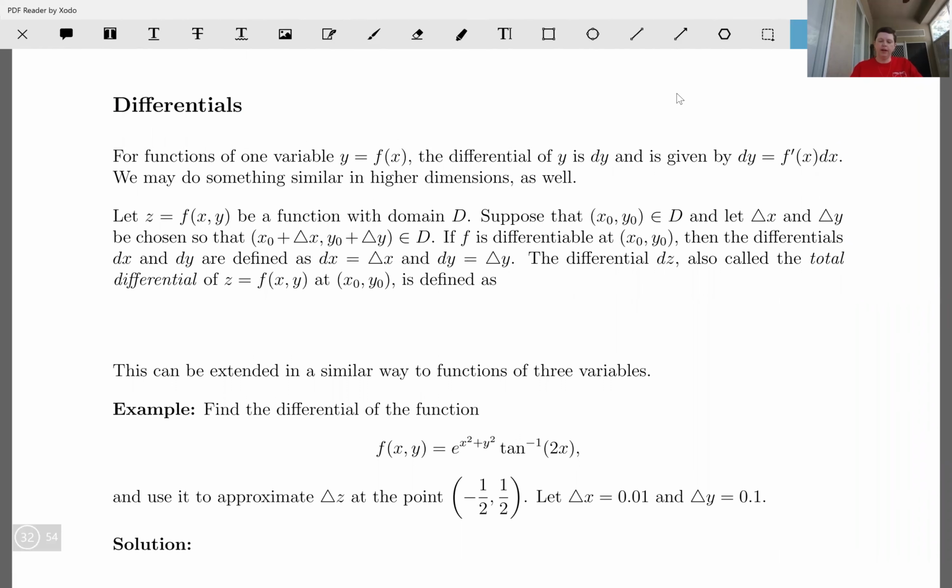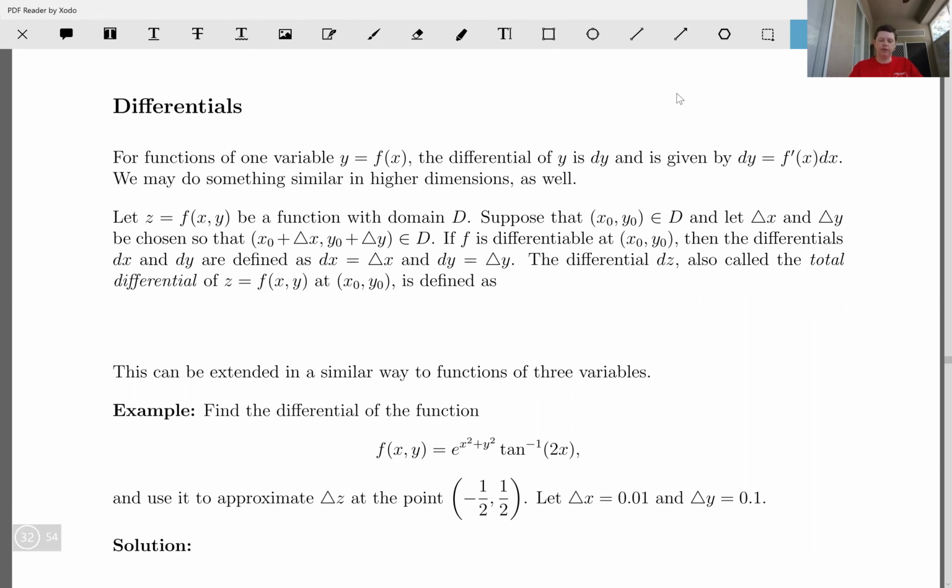Okay, so I promised also that we would talk about differentials. So for a function of one variable, y equals f of x, we know the differential is dy, and that's given by dy equals f prime of x dx. So that's from Calc 1, but we can do something similar in here, in Calc 3. So let's suppose z equals f of x, y is a function of two variables with domain capital D. And let's suppose that x sub zero, y sub zero is a point in D. We will choose delta x and delta y so that the point x sub zero plus delta x, y sub zero plus delta y is in our domain.